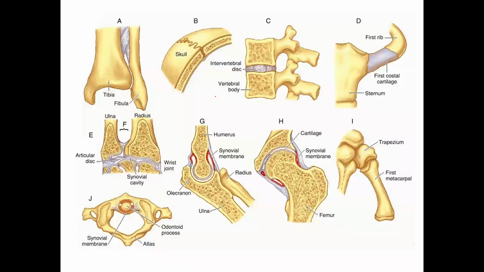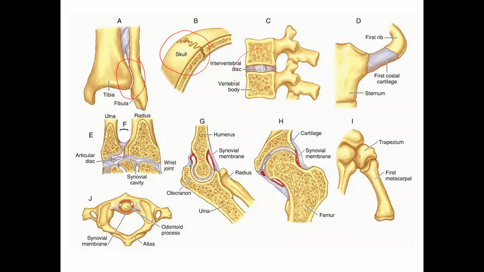Here are some joints. Can you tell me what is the joint which you find here? Fibrous, yes. It's a fibrous joint because it's the distal tibiofibular joint. Another name for a fibrous joint is a suture, a sutural joint, like a skull suture.